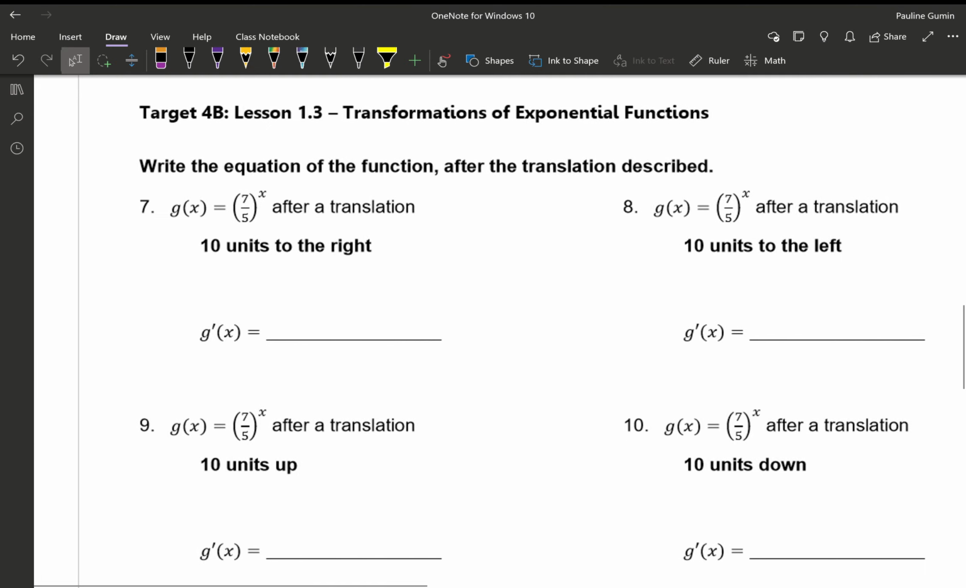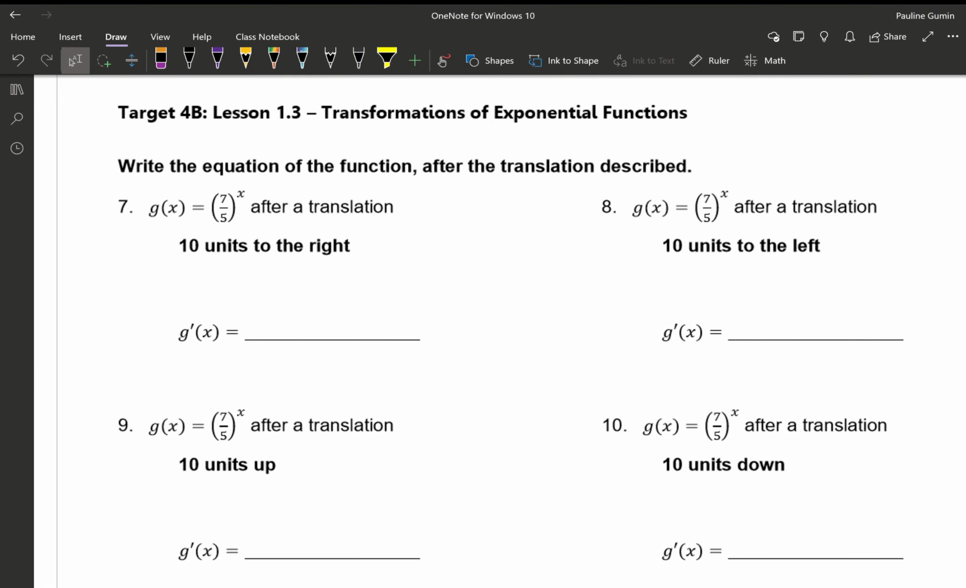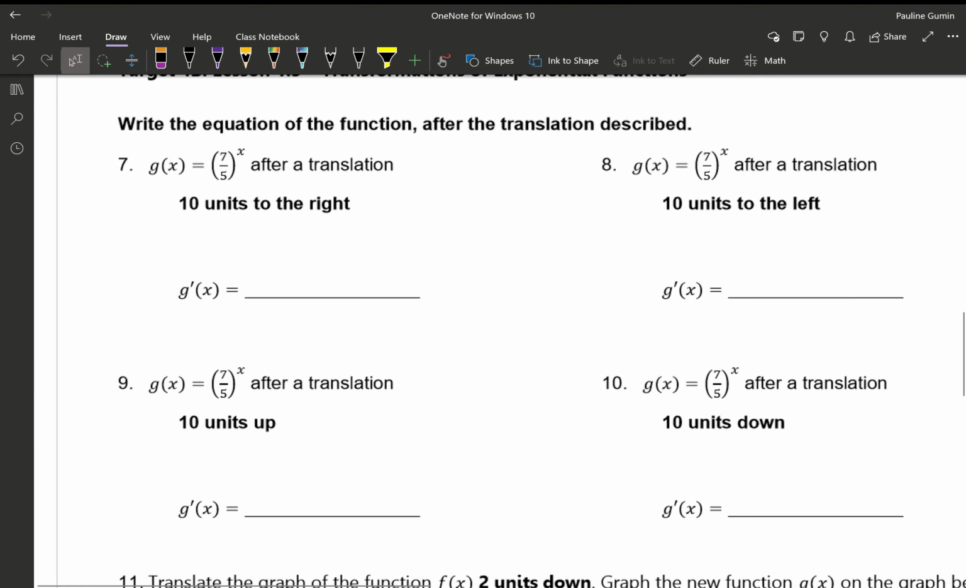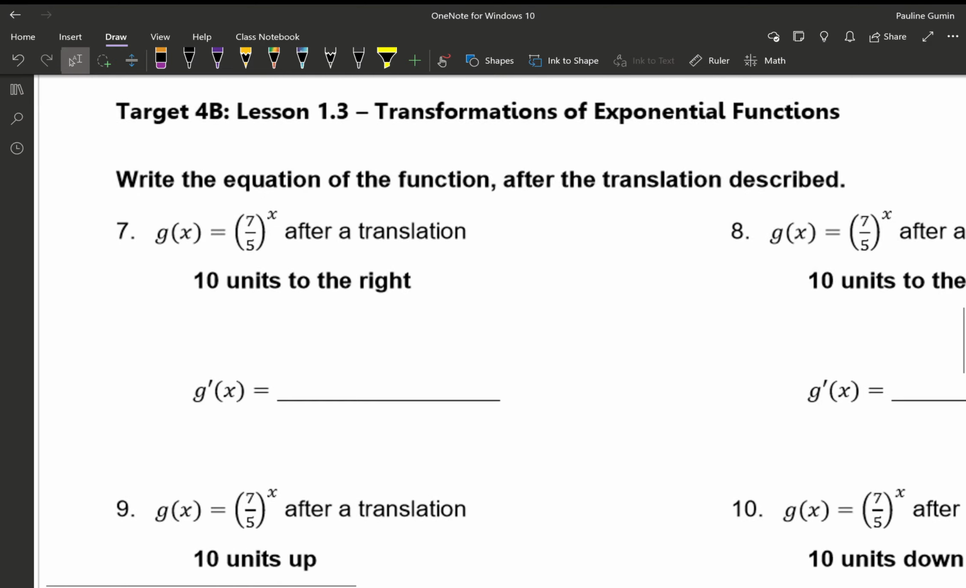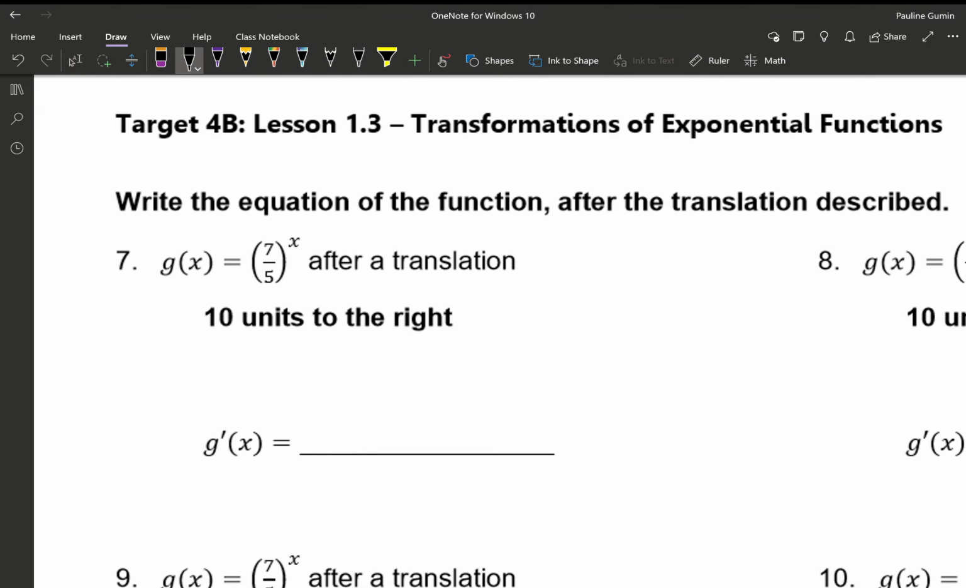Onwards we go. Okay, now what we're going to be doing to these 4 functions, which all happen to be the same function, is translating them. All right, so for number 7, we're asked to take function g of x and translate it 10 to the right. Now, when we take a function and translate it 10 units to the right, we attach that into our exponent. So we write x minus 10 as our exponent.